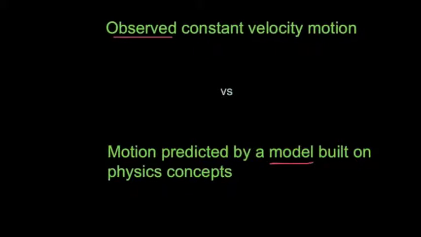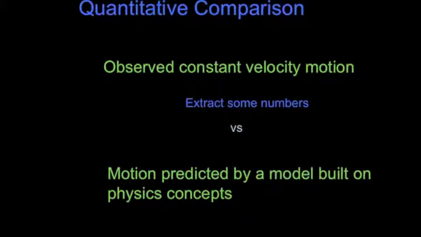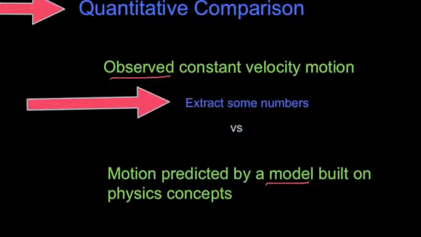The purpose of this lab is to compare observed constant velocity motion with motion predicted by a model built on physics concepts. For the observed motion, I observed a tennis ball moving across my desk. Because we want to make a quantitative comparison of the observed motion with the motion predicted by the model, we need to be able to extract some numbers from the observed motion.